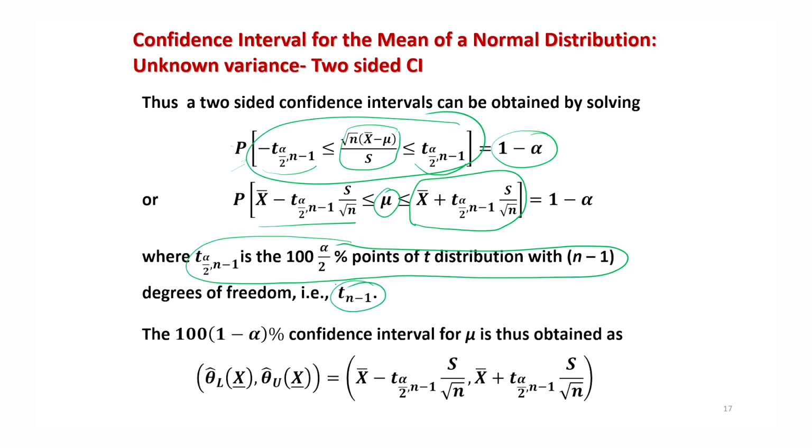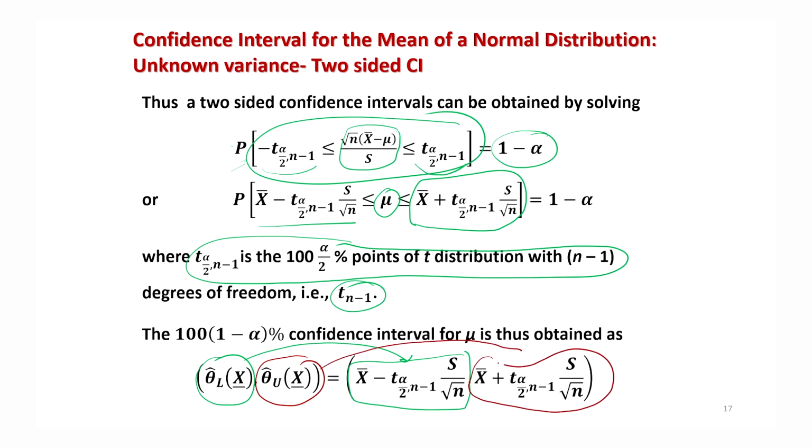So the 100 (1 minus alpha) % confidence interval for this mu is obtained here as, say, the lower limit theta hat L, given by this quantity x bar minus t alpha by 2, n minus 1 into s by root n, and the upper limit theta hat U, which is x bar plus t alpha by 2, n minus 1, s by root n.